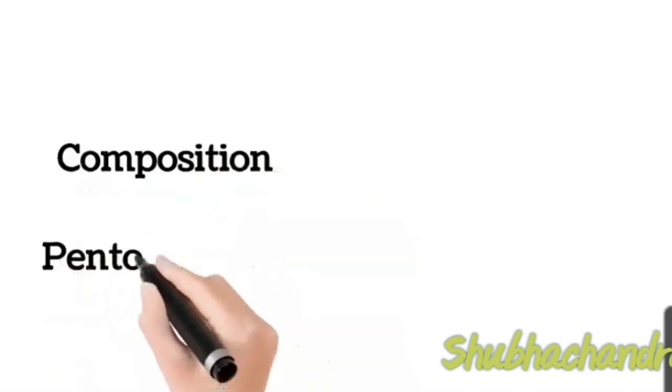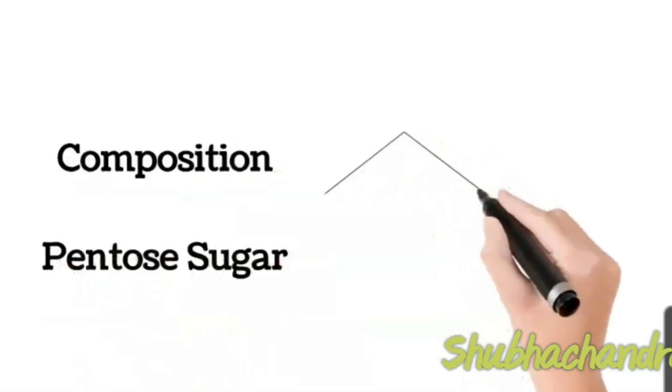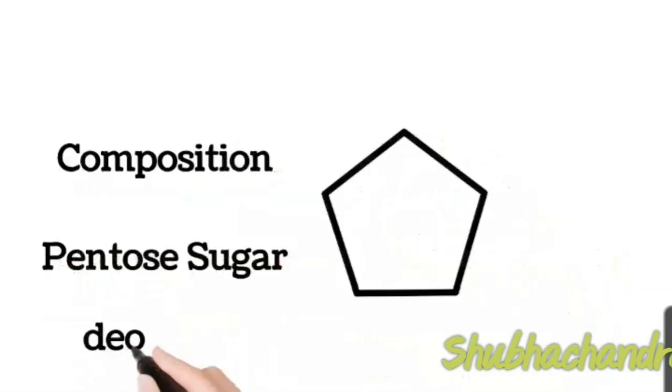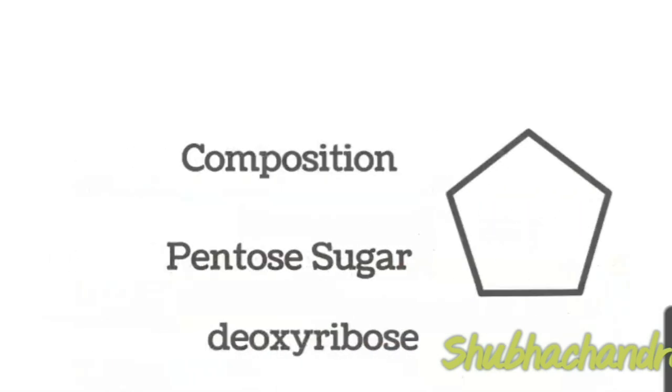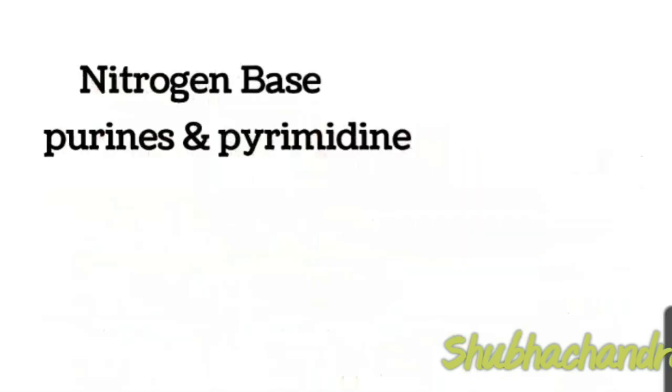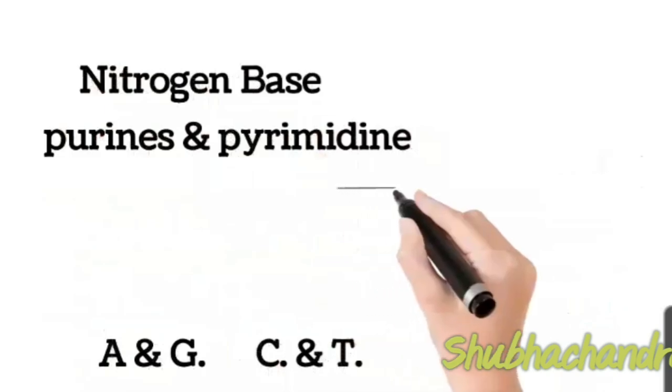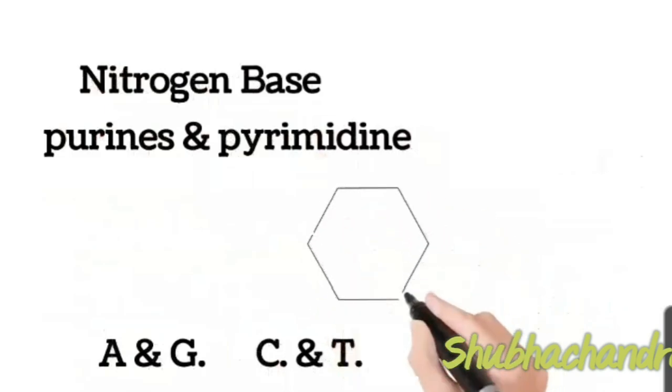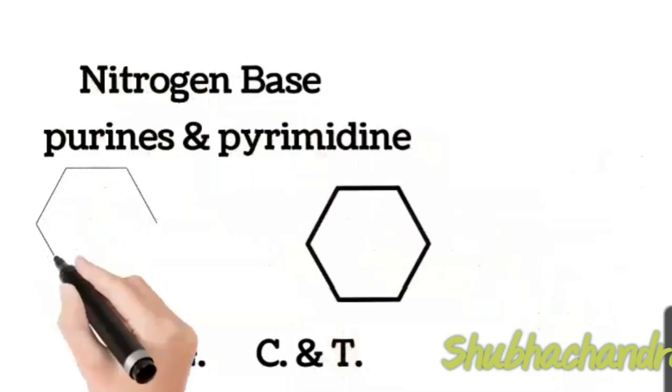DNA strand is composed of pentose sugar, deoxyribose sugar, C5H10O4. Another component is the nitrogen base. There are purines and pyrimidines. Purines are adenine and guanine, and pyrimidines are cytosine and thymine. Pyrimidines are single ring compounds and purines are double ring compounds.